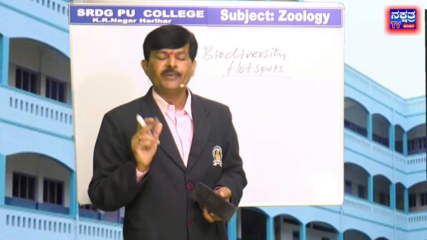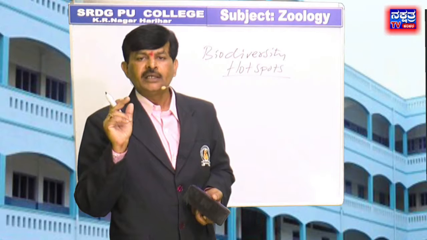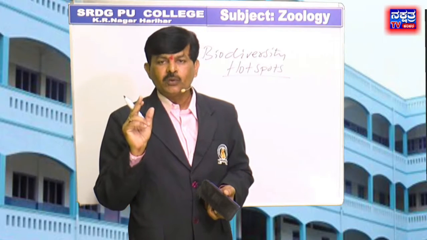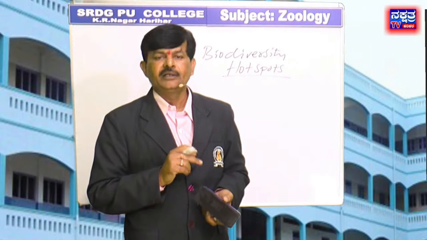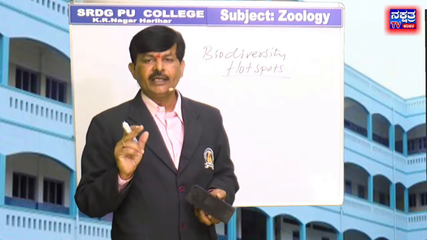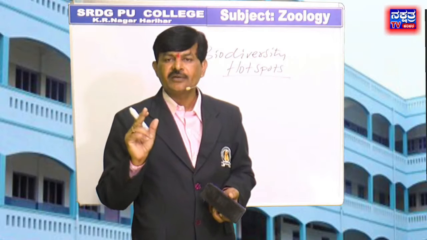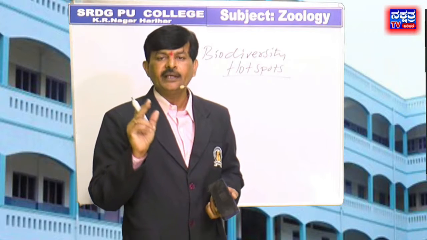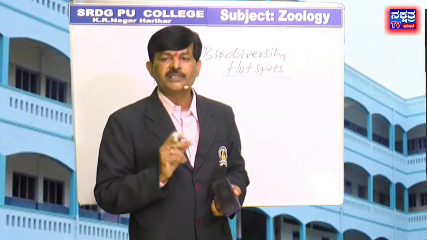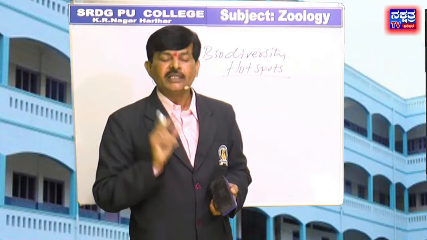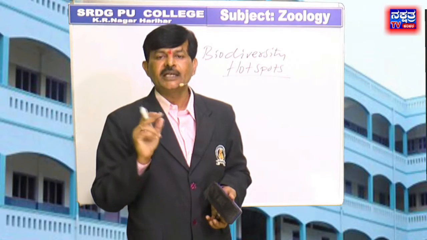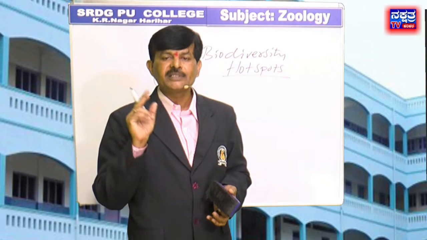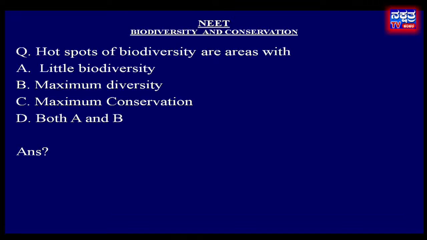To qualify as a biodiversity hotspot, a region must meet 2 strict criteria. It must contain at least 1,500 species of vascular plants. And 3 factors that usually determine hotspots are: the number of total species, that is the species richness; the number of unique species, that is endemism; and the number of species at risk, the threat of extinction. Therefore, in the given options, option B, maximum diversity, is the right answer.